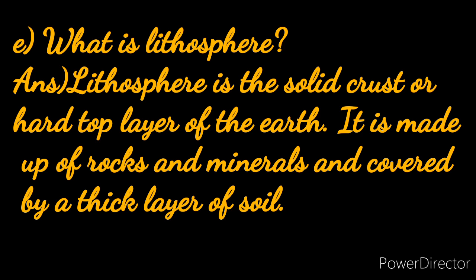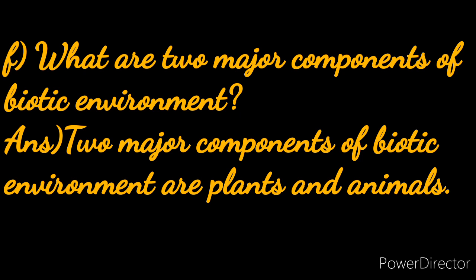Your next question is, what is lithosphere? Lithosphere is the solid crust or hard top layer of the earth. It is made up of rocks and minerals and covered by a thick layer of soil. F: What are 2 major components of biotic environment? Answer is, 2 major components of biotic environment are plants and animals.